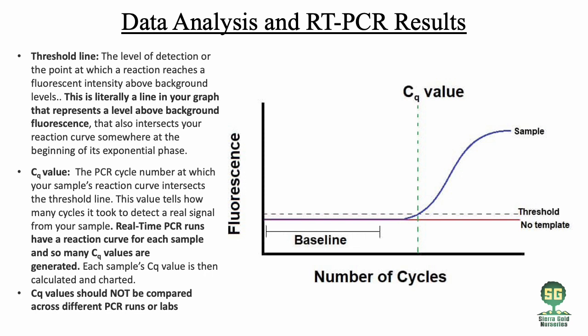Lower Cq values, typically below 25 cycles, indicate high amounts of the target sequence. Higher Cq values, above 30 to 33 cycles, mean lower amounts of your target nucleic acid. High Cq values can also indicate problems with the target or your PCR setup. Both the threshold line and the Cq values are integral for analyzing real-time PCR results.